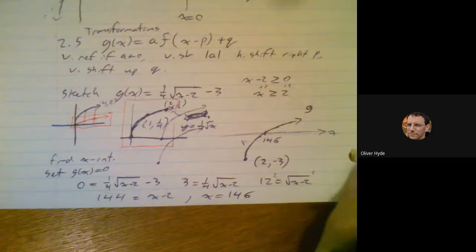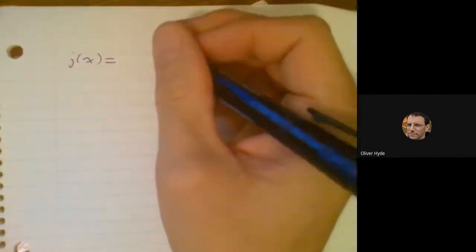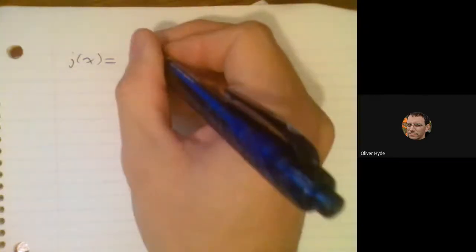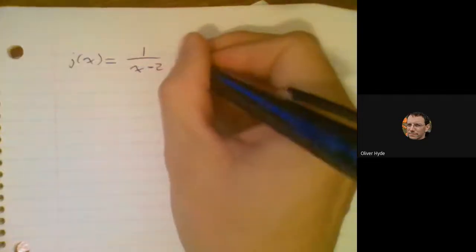Let's try something with a reciprocal curve. Let's sketch, I don't know, j of x equals... what did we do in class? Let's do the reciprocal of x minus 2, minus 4.